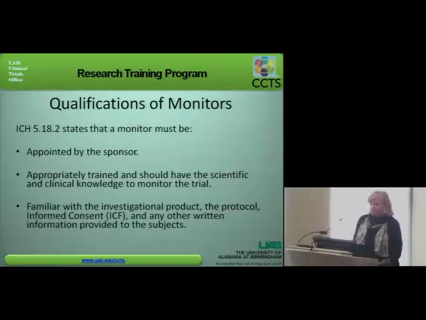So qualifications of a monitor. Usually they're appointed by the sponsor. They are appropriately trained and should have scientific and clinical knowledge to monitor their trial. They should be familiar with the investigational product, the protocol, the informed consent, and any other written information provided to the subjects. A lot of times we have monitors that don't have clinical background, so that becomes a little bit challenging, but most of the time they've been very well trained on the protocol.